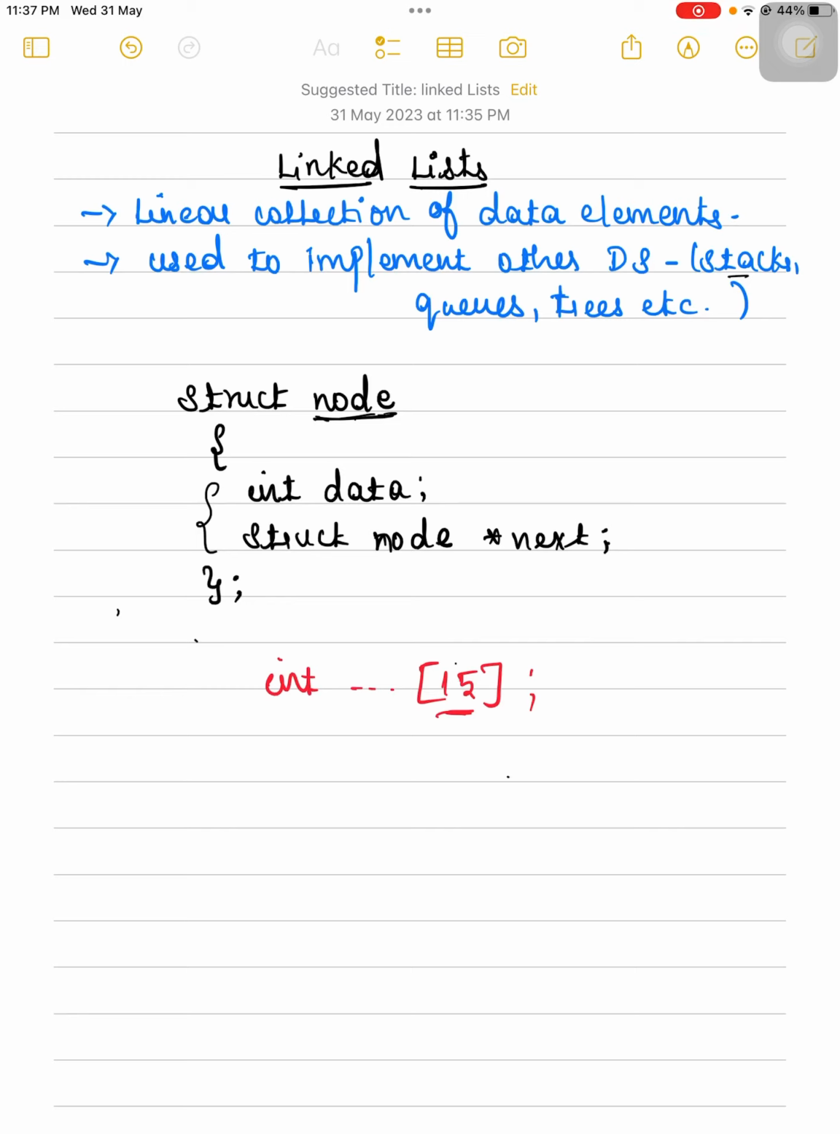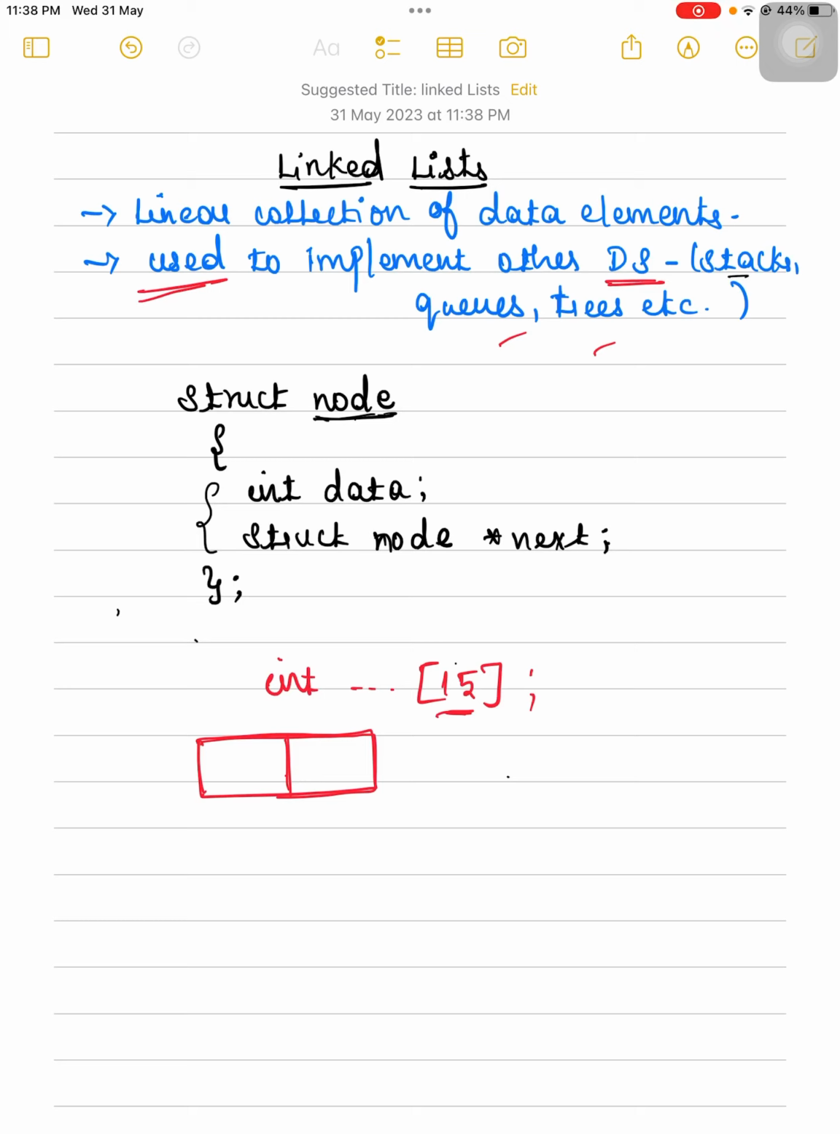So what is a linked list? It is a linear collection of data elements. Data elements are also known as nodes. The linked list data structure can be used to implement other data structures such as stacks, queues, trees, etc., and other variations. A linked list can be perceived as a sequence of nodes. This is how the node structure will be, where each node contains one or more data fields and a pointer to the next node.